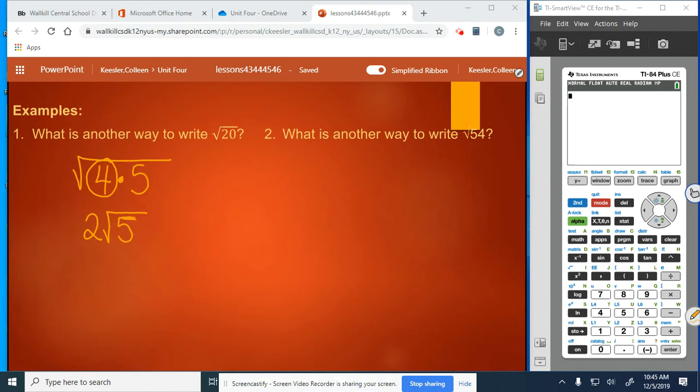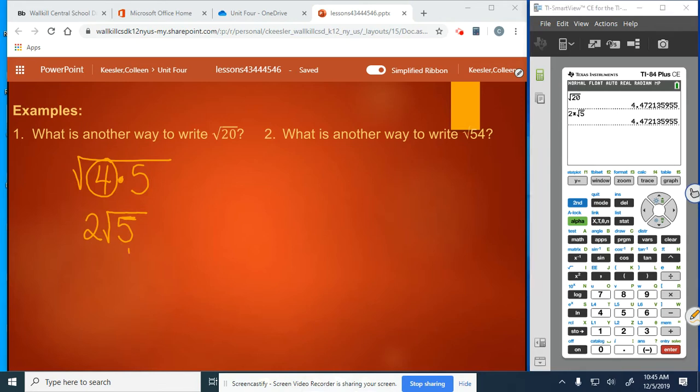Now, if I'm not 100% sure, I can check my work. If I do square root 20, I get 4.472135955, and that would keep on going if my calculator screen was longer. And if I do 2 times the square root of 5, I get the exact same number. So I know I have equivalent answers and that this is the correct simplified version of square root of 20.